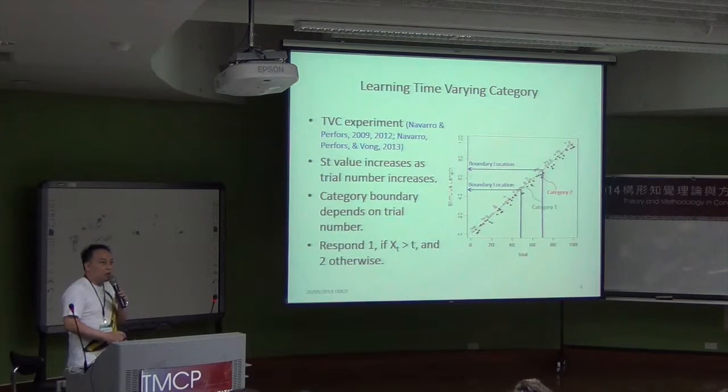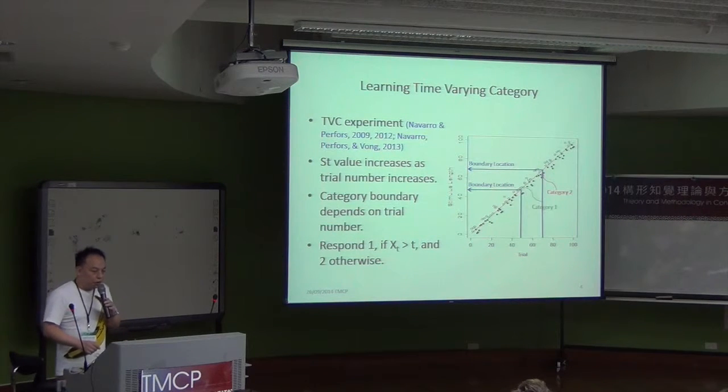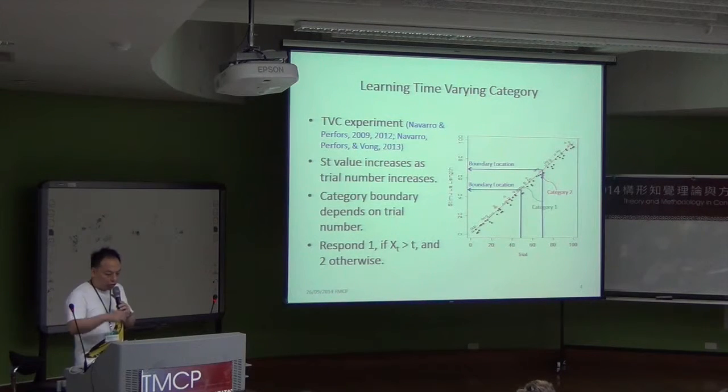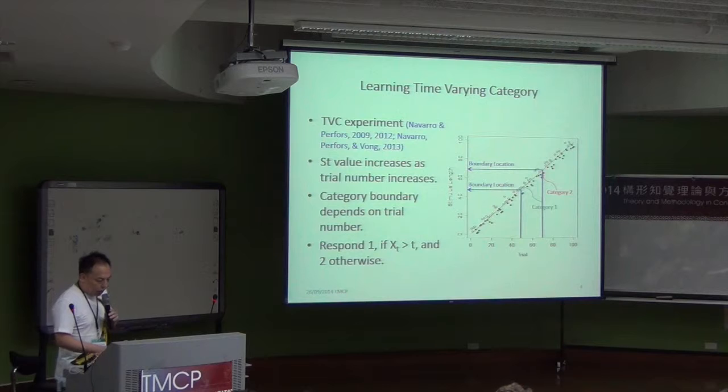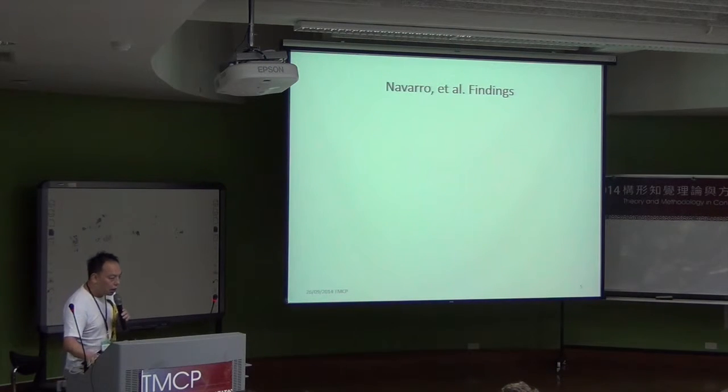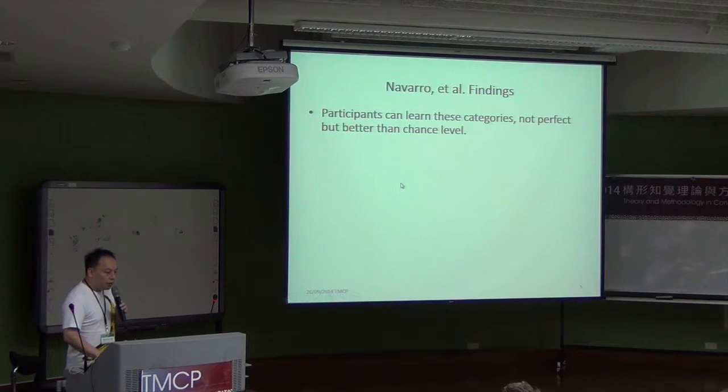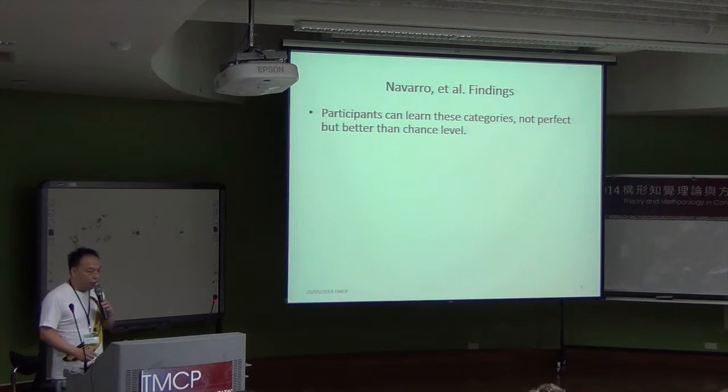However, this is not an easy task, because the subjects didn't know where the boundary was, or how large it was. So this is not an easy task to run. They found that people actually can learn these categories, with performance better than chance level.